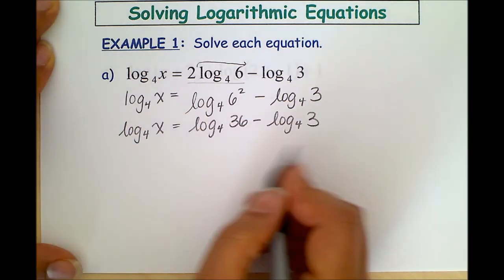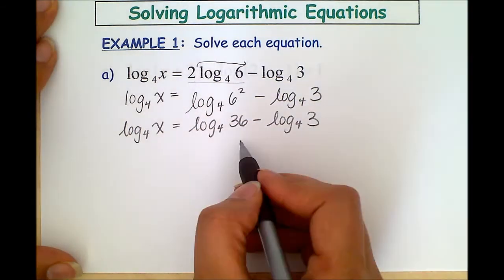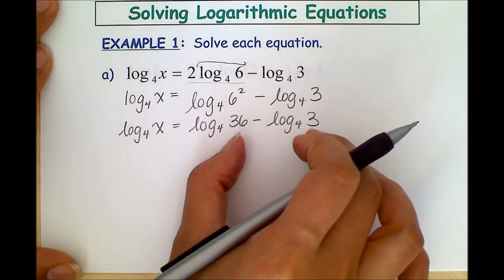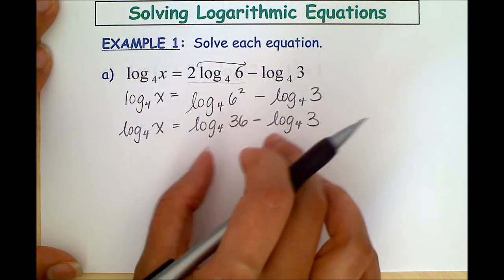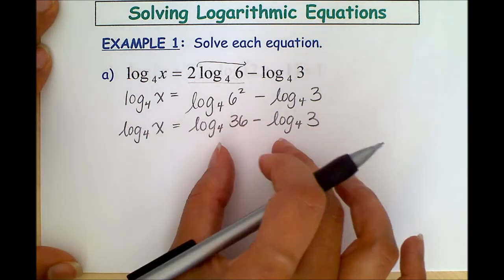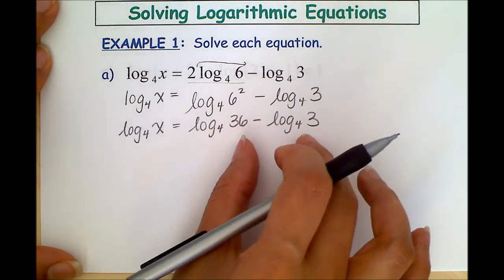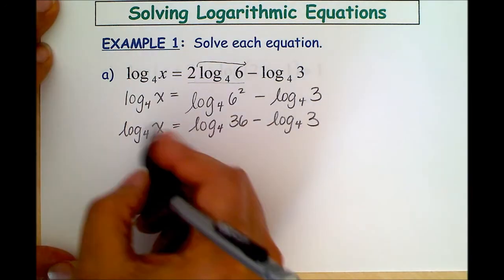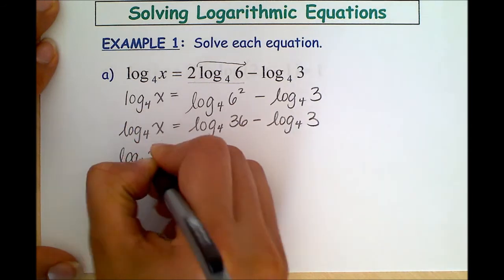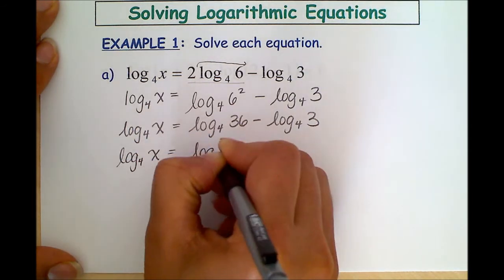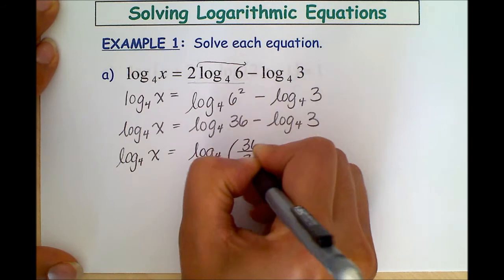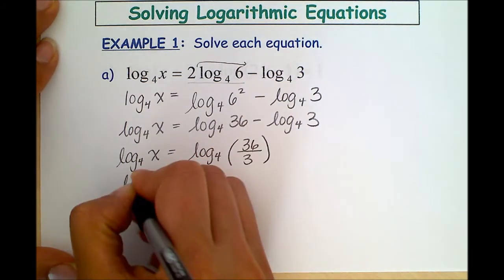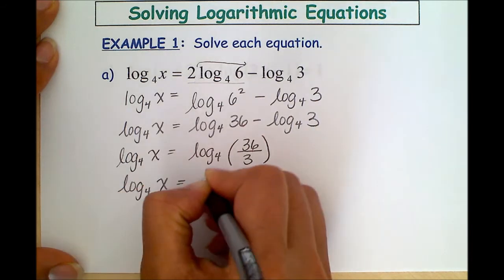And again, I can simplify this more because I'm subtracting exponents. That means I could be dividing the answer part. Remember, a logarithm is an exponent. So this is one exponent minus another exponent, and that means I could just divide the answer part that's here. So I get log base 4 of x equals log base 4 of 36 divided by 3. This is using the quotient law. And so this gives me log base 4 of x equals log base 4 of 12.